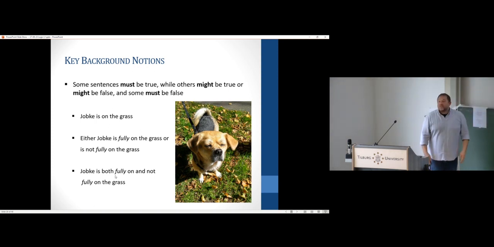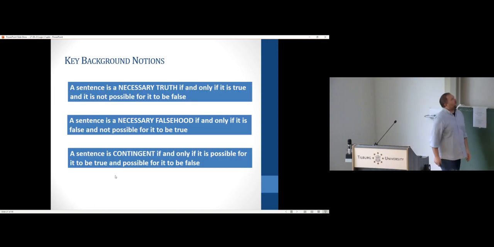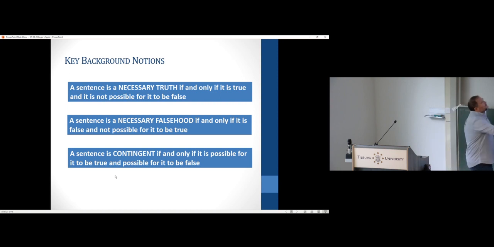apart. So, let's give some terminology here. We can say that a sentence is a necessary truth if and only if it's true and it has to be. That is, it's true and it's not possible for it to be false. On the flip side, we can say a sentence is a necessary falsehood if and only if it's false and it's not possible for it to be true. And then finally, we can say a sentence is contingent if it's possible for it to be true and it's possible for it to be false.